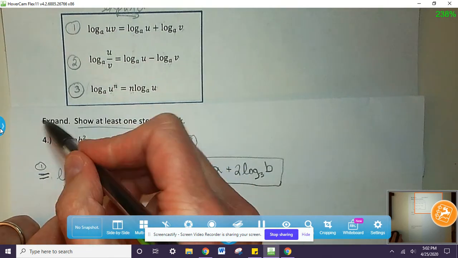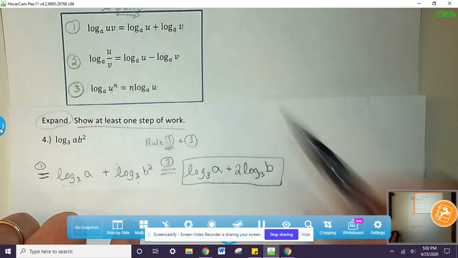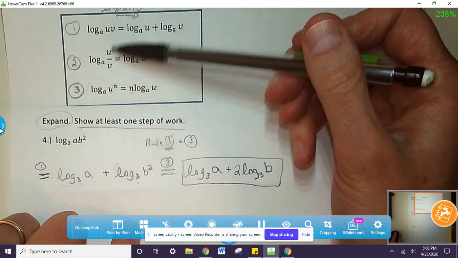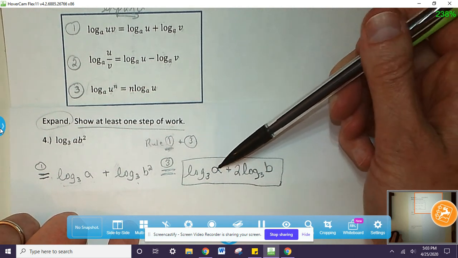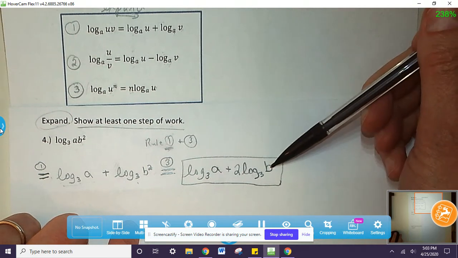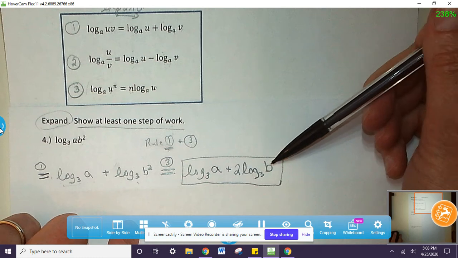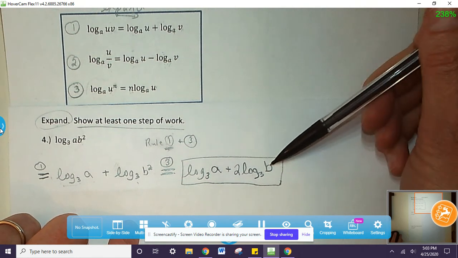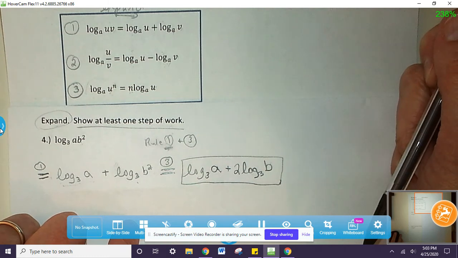Here's how you're going to know you're finished when you're expanding. When you look inside each log, you want to make sure that you don't have any more products, quotients, or powers. So inside this log, do you see a product, a quotient, or a power? No. Then we're finished. Look inside this log. Do you see a product, quotient, or a power? Do you see a multiplication problem, a fraction or division problem, or an exponent? No, I don't see any of those things. That's how we know we're finished.